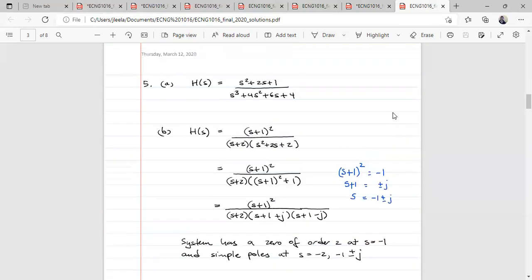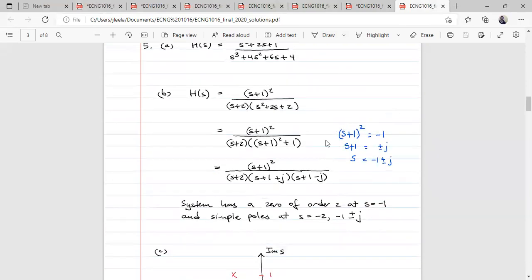Yeah, look here. So if you divide the other term, the S cubed and so on, plus 4S squared plus 6S plus 4, by S plus 2, you'll end up getting S squared plus 2S plus 2. So these will be your two factors in your denominator.